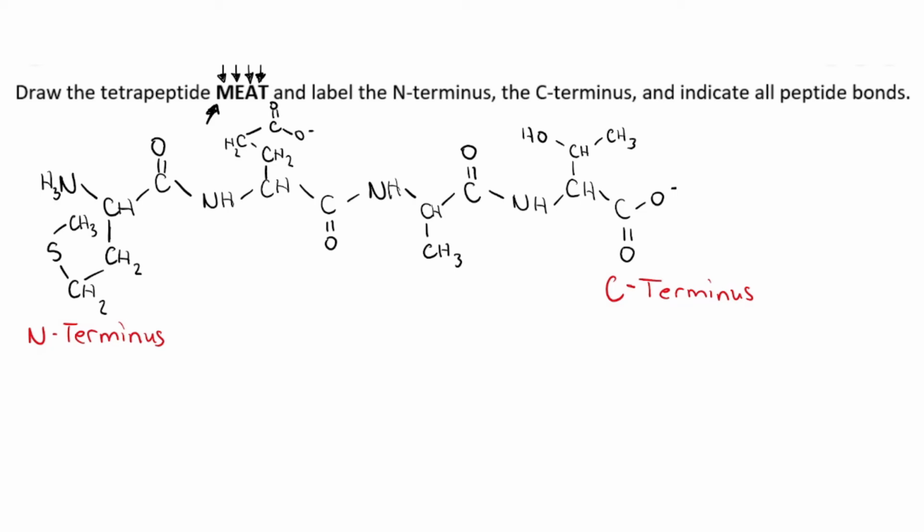Okay, and now we have to indicate the peptide bonds. So if you follow the sequence N-C-C, every time the sequence starts over, you have a peptide bond. So this is a peptide bond, this is a peptide bond, this is a peptide bond. So you have 3 peptide bonds in this tetrapeptide. Okay, that's it for this question.